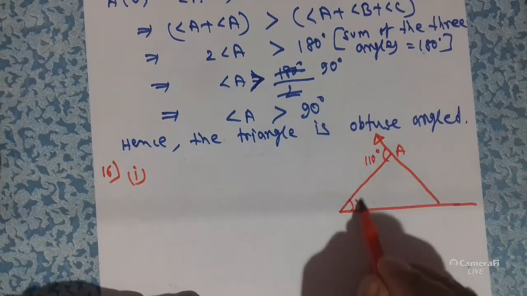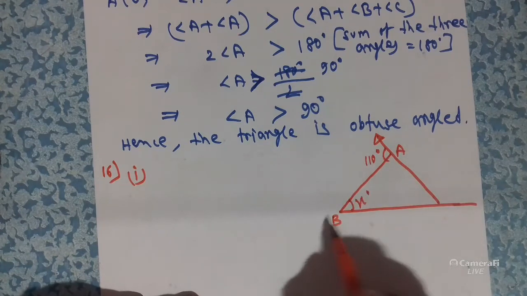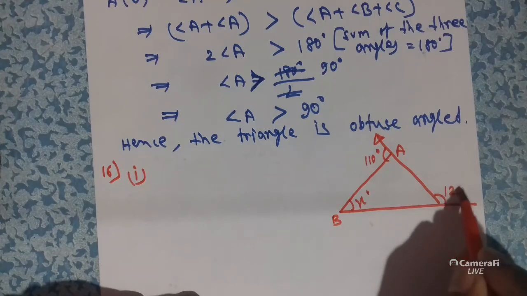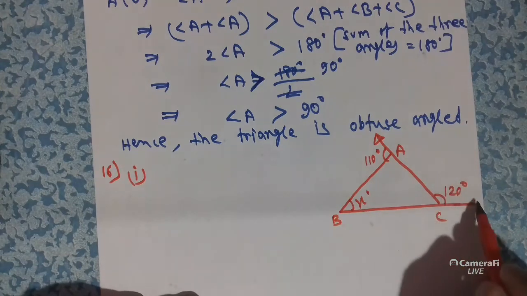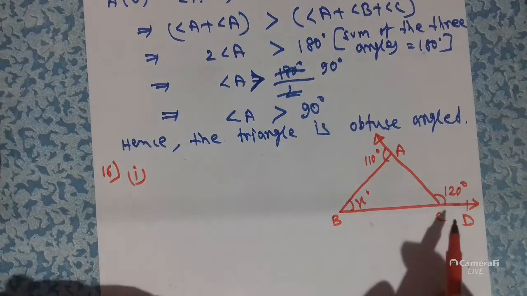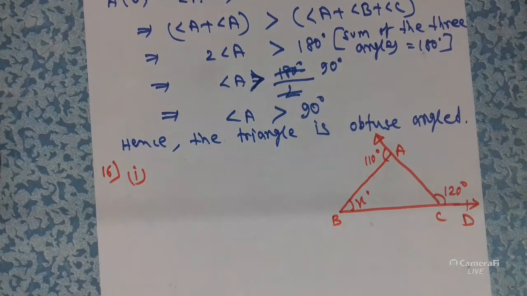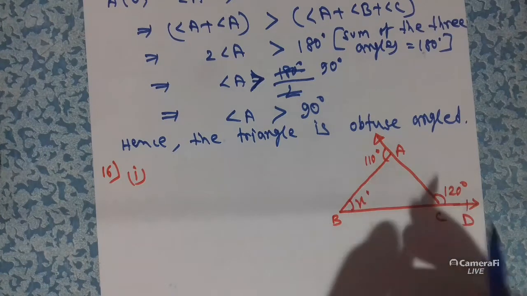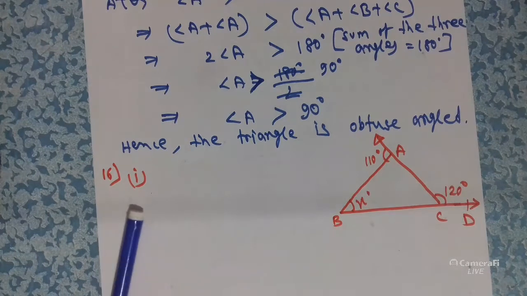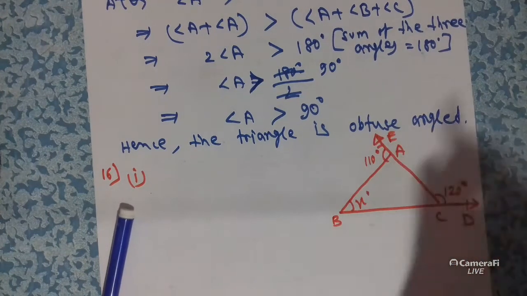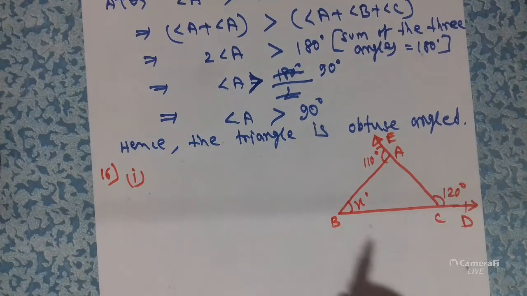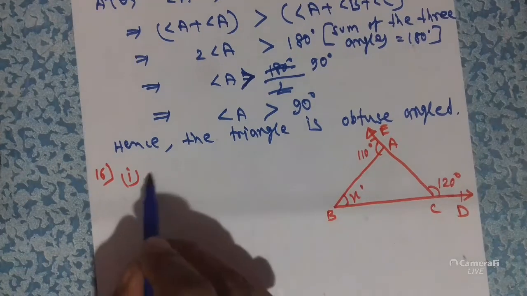and this one is x degrees, this one is 120 degrees. Now we have to find the value of x. So here we have to use one property that an external angle is equal to the sum of the opposite interior angles, and a straight angle.